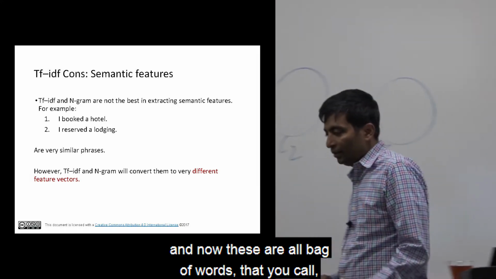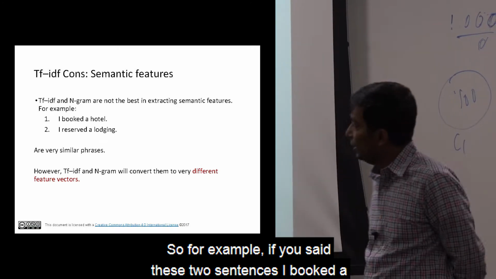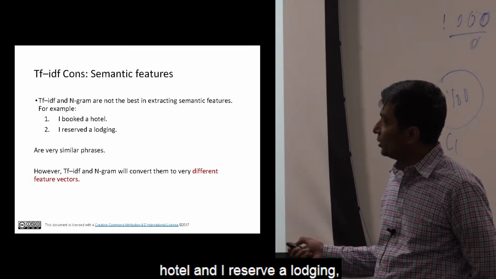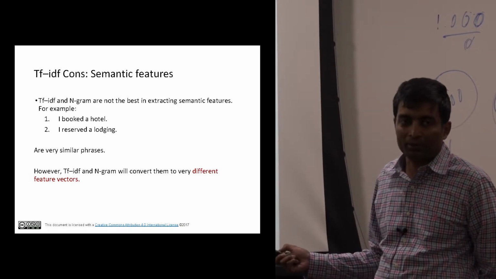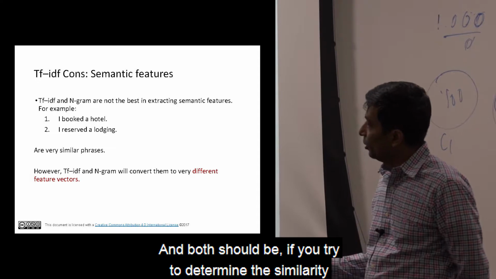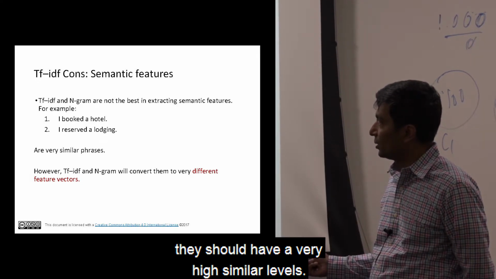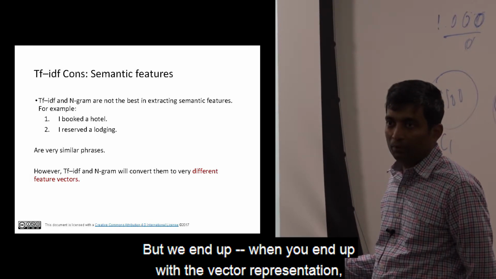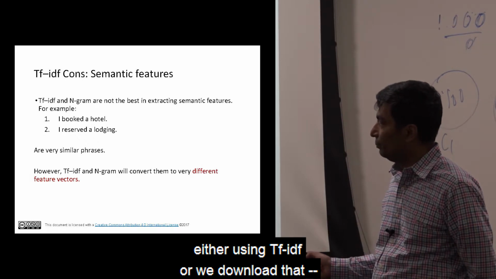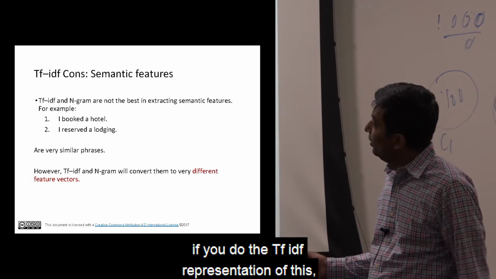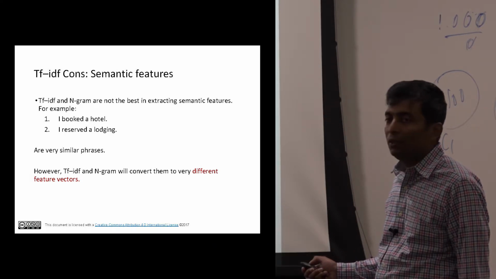And another problem is that these are all bag of words. They call it syntactic features. Say for example, take these two sentences, I booked a hotel and I reserve a lodging. Both represent the same concept, right? If you try to determine the similarity between these two sentences, they should have a very high similarity value. But when you end up with the vector representation, using TF-IDF, you will end up with different feature vectors.